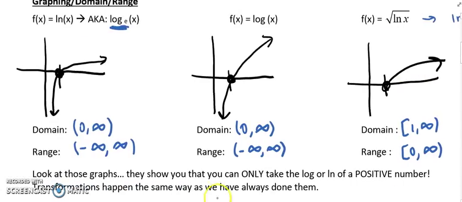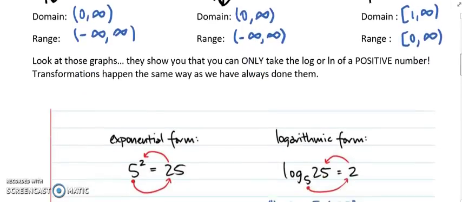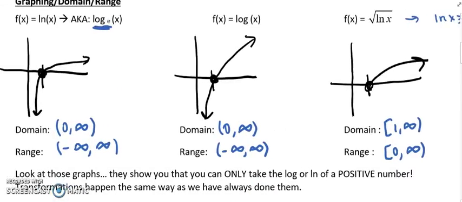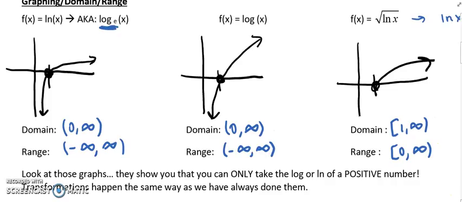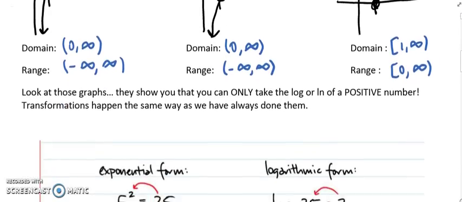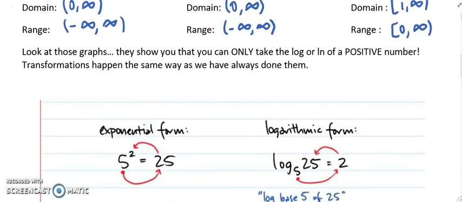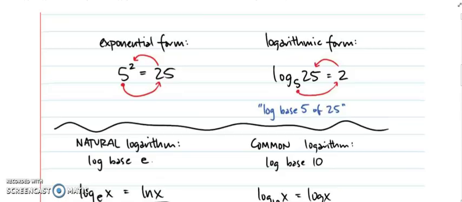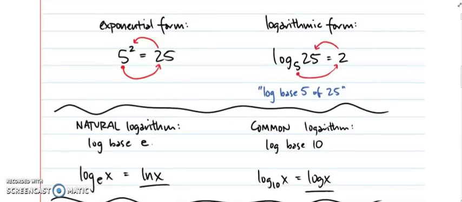All right, and you can always plug them into your calculator and look at them too. Look at those graphs. They show you that you can only take the log or natural log of a positive number. And by the way, transformations will happen today in the homework. They just go how we've always done them, all right? Inside, left and right, controls the horizontal; outside's vertical. Okay, so let's talk about these.